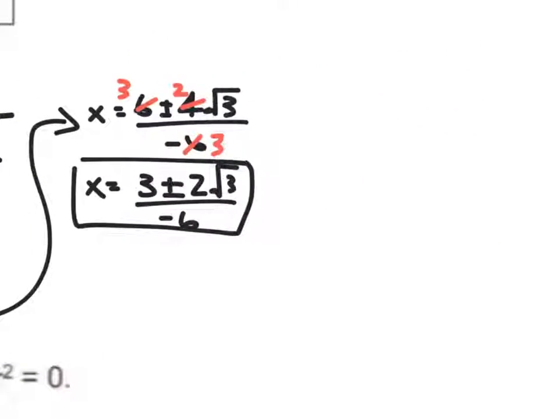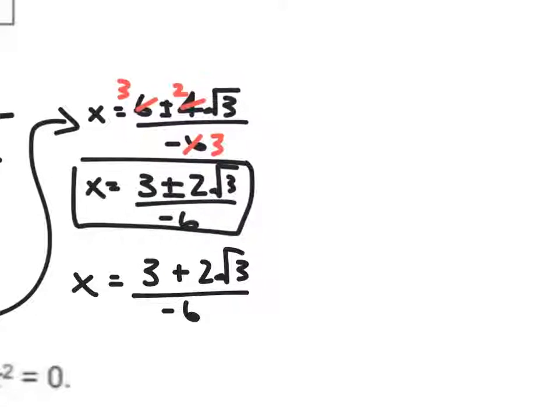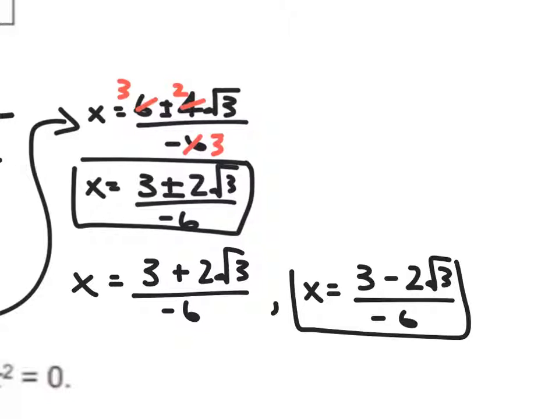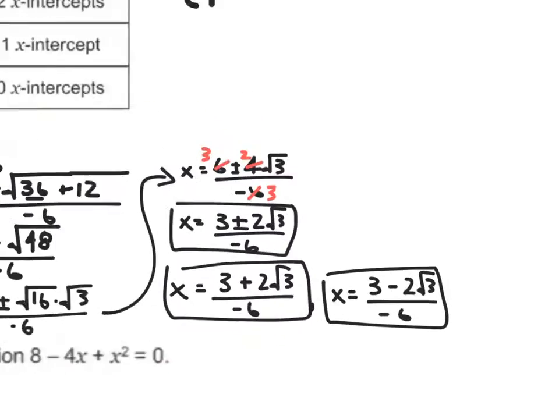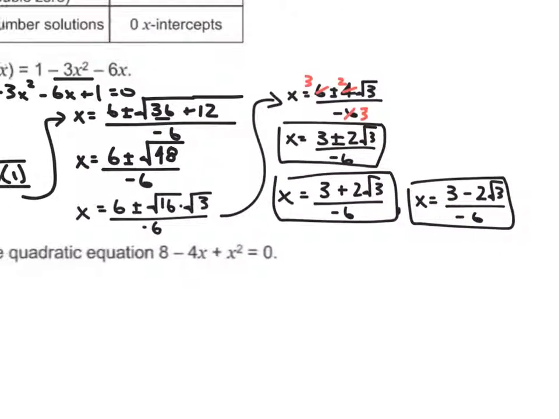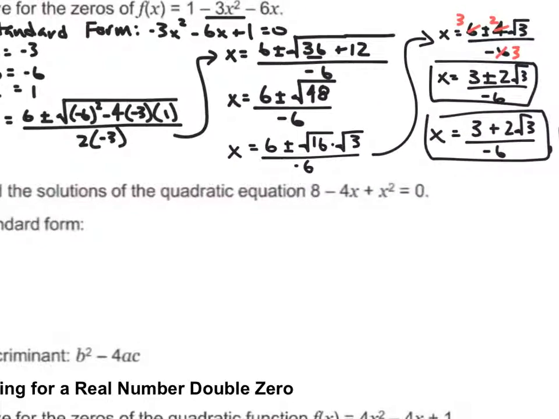Make sure that when we do this, we write it as 2 different problems. So I've got x equals 3 plus 2 square root of 3 over negative 6, and then I've got that x is equal to 3 minus 2 square root of 3 all over negative 6, okay? Those negatives can play some tricks on you if they're in the denominator, but we can look at that as it comes, okay?